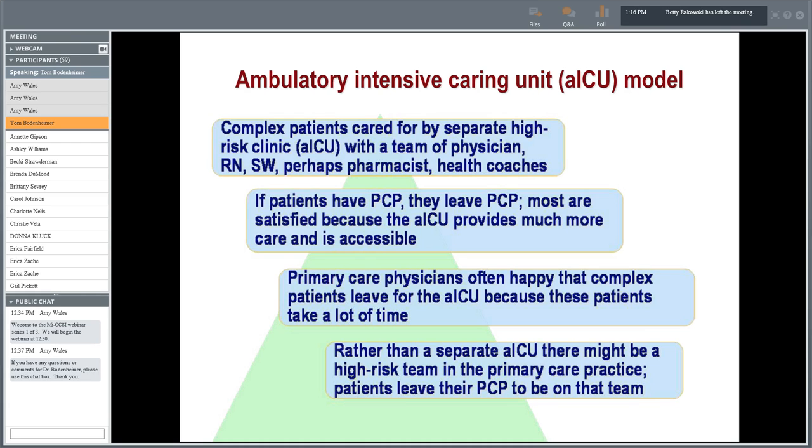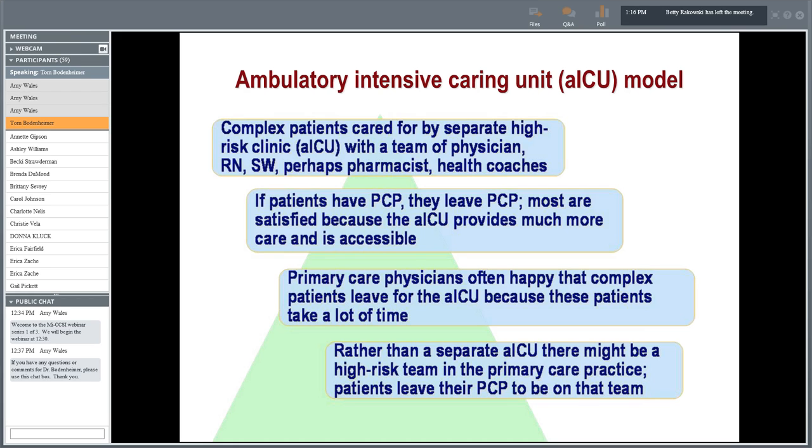And most of them like the separate clinic because they get such wonderful care from the nurses and social workers and other people in the clinic that they often will leave their primary care physician. Because in the 15 or 20 minute visit, the primary care physician cannot take care of someone with complex care needs. Not happening. And often the primary care physicians like the fact that these complex patients leave them because they're not doing a good job with the patients and the patients take a lot of time.